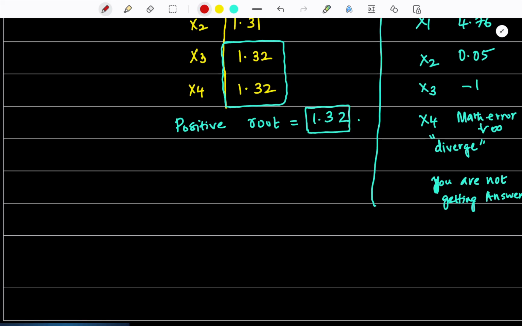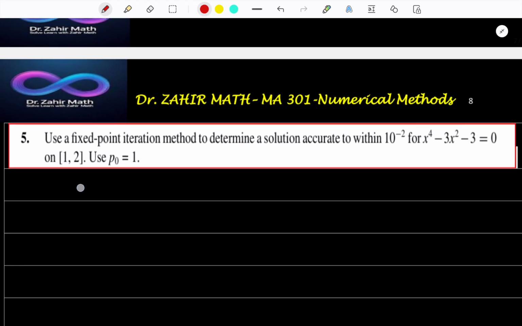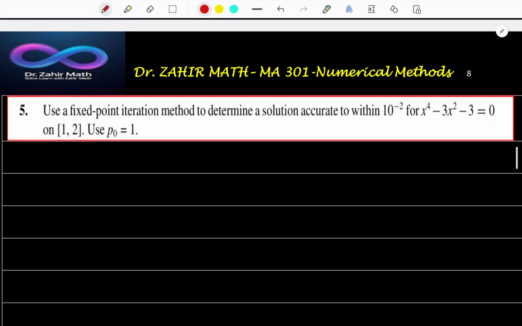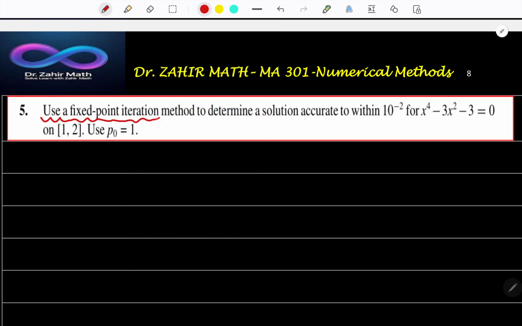Okay. Now I'm going to do one more problem for you. Let me go to the problem. The next problem. Use fixed point iteration method to determine the solution accurate to 10 power minus 2. What is 10 power minus 2? It means you're going to fix your calculator to two decimal places. Keep in your mind decimal places. For x power 4 minus 3x square minus 3 equal to 0.